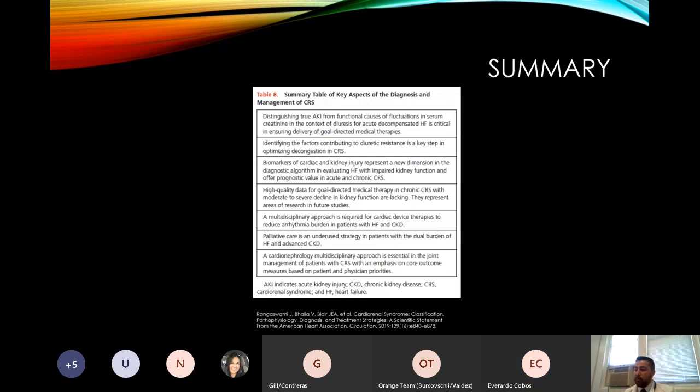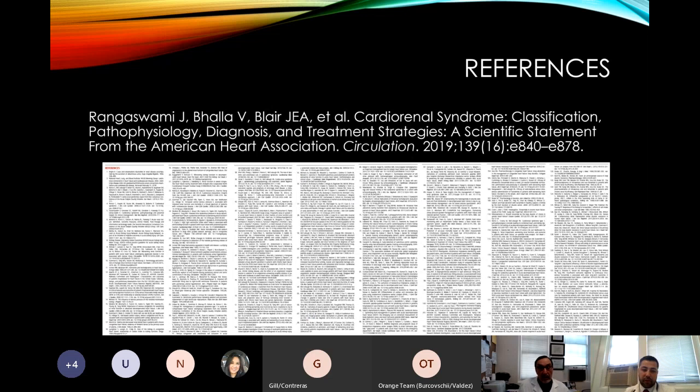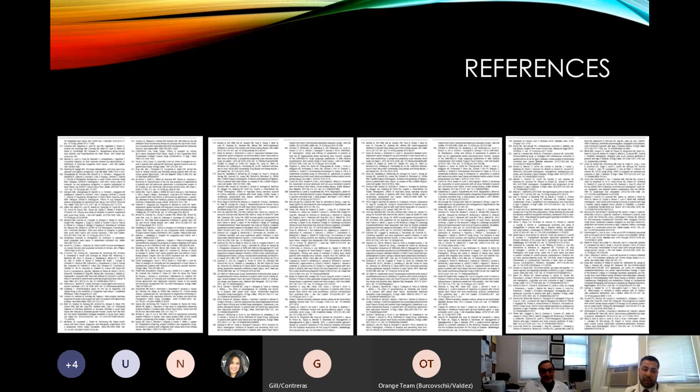We need more high quality data, but so far we do have great data for goal-directed medical therapy in chronic cardiorenal syndrome with moderate to severe declining kidney function. But we still need more randomized clinical trials. There needs to be a multidisciplinary approach for cardiac device therapies to reduce arrhythmia burden in heart failure and CKD. Palliative care is an underused strategy in the dual burden of heart failure and advanced CKD. And we need to have this cardionephrology multidisciplinary approach, the joint management of cardiorenal syndrome. These are my references. There's 290 of them, so it's all from the actual paper.